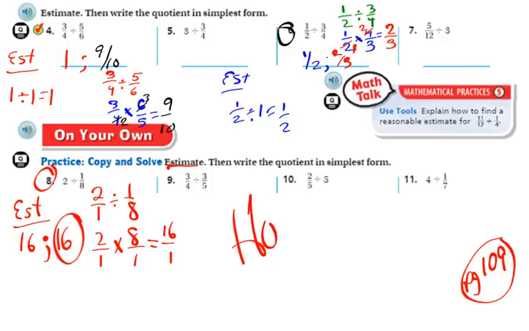Remember, we always want to write a nice hot question using your flip chart. Hit on all your key ideas, keep, change, flip, multiply by the reciprocal, all that good stuff in your summary.